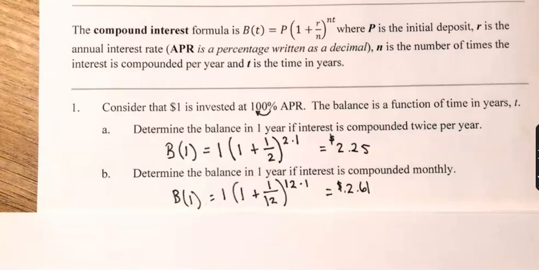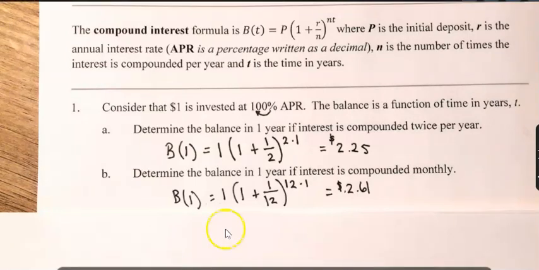Part B says, determine the balance in 1 year if interest is compounded monthly. Well, there are 12 months in a year, so the only thing that will change here is the 2 will now be a 12 because there's 12 times that you're compounding in a year. And then up here in the exponent, you now have a 12. Now, this did not come out to be exactly 2.61. This needed to be rounded, but it's $2.61, so it did increase a few cents from 2 times a year to 12 times a year.